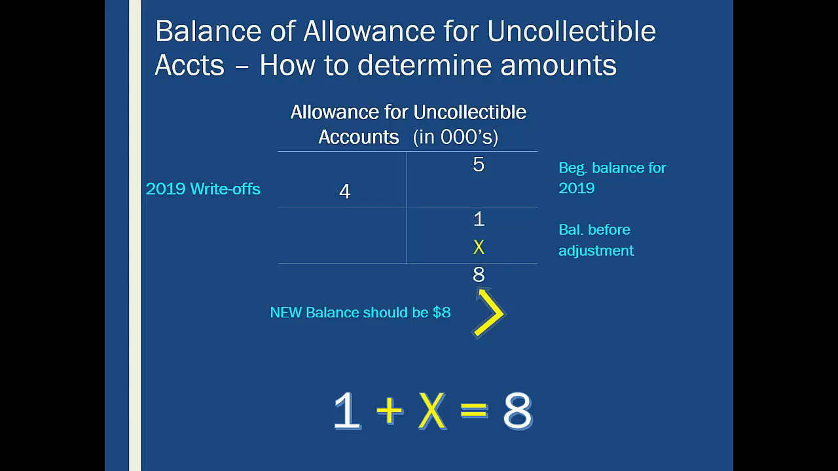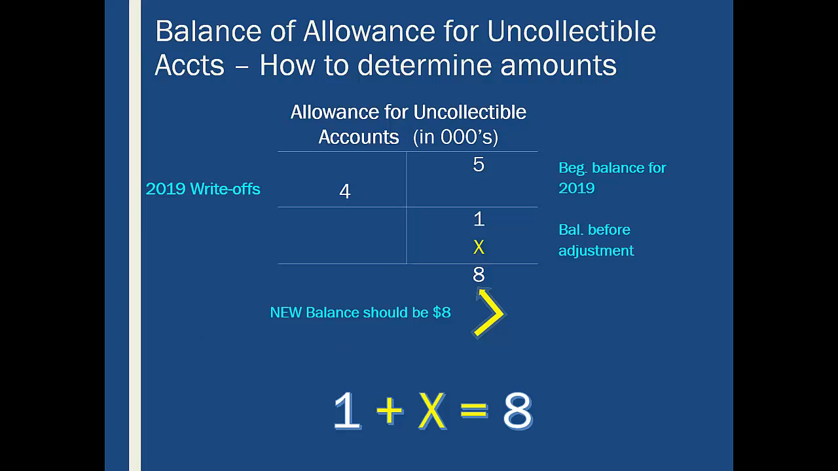I started out with 5. I wrote off 4. I have a $1 million balance, and so the balance before the adjustment is that, and we know our new balance needs to be $8 million. So what does the adjustment need to be? In this case, it's 1 plus what equals 8, and it would be $7 million. So even though my bad debt is estimated to be $8 million, I actually only need to write off $7 million. Why? Because I still had a balance from last year.